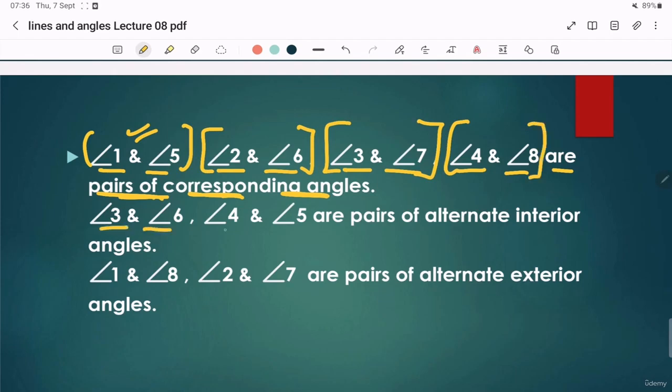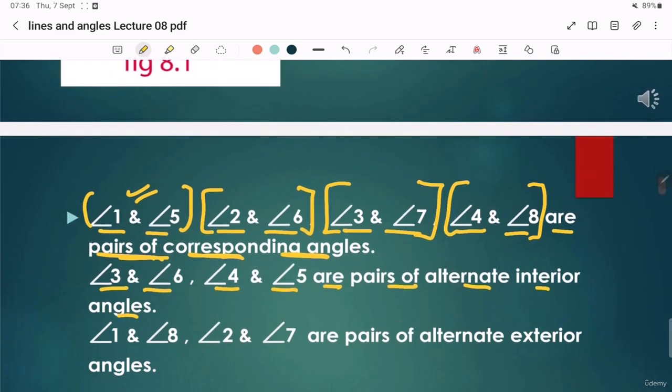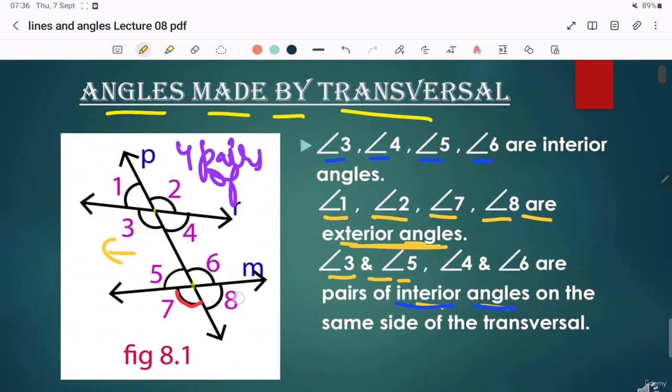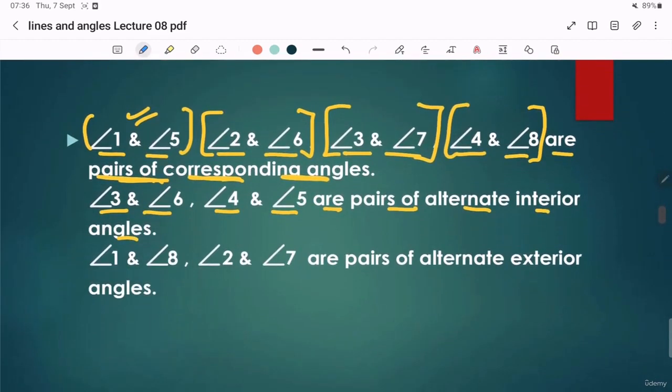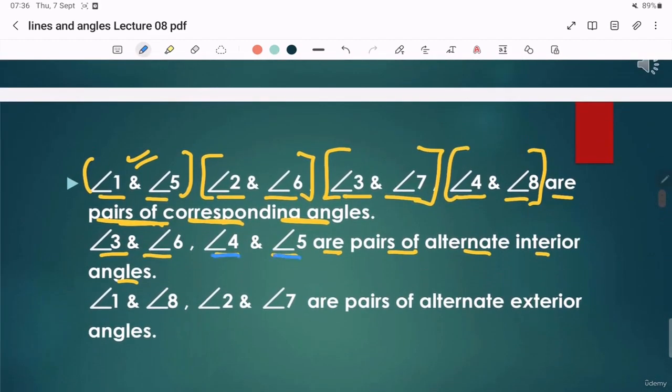Angle 3 and angle 6, angle 4 and angle 5 are pairs of alternate interior angles. This angle 3 and this angle 6 is a pair of alternate interior angles. Another pair is angle 4 and angle 5. Angle 4 and angle 5, this is one pair. Angle 3 and angle 6, this is the second pair. These two are pairs of alternate interior angles.